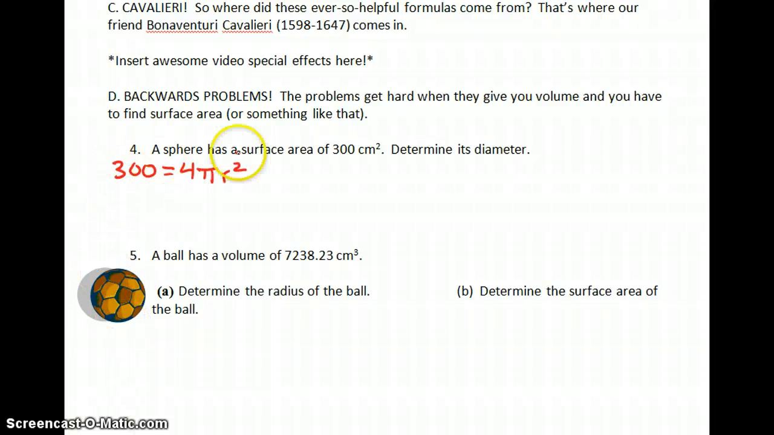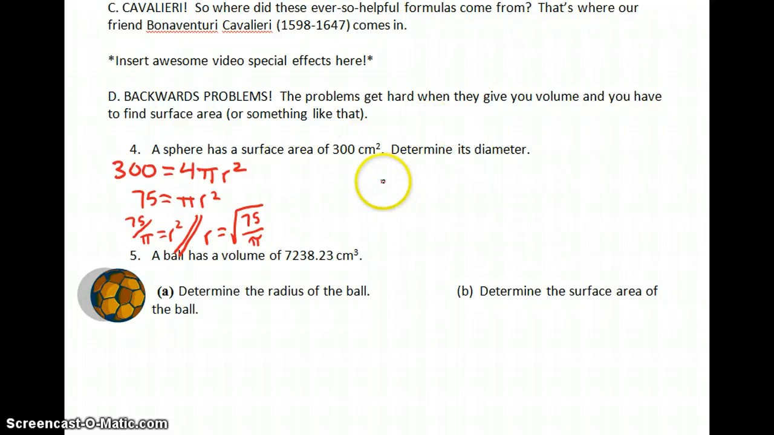First of all, the 300 is the surface area, and I know the surface area comes from 4 pi r squared, so I can solve that for r. So I solve that for r, and I get 75 over pi, then take the square root. But it wants diameter, so guess what? Diameter is just 2 of those. Okay, and this is the exact form. If you want decimals, be my guest using the calculator.